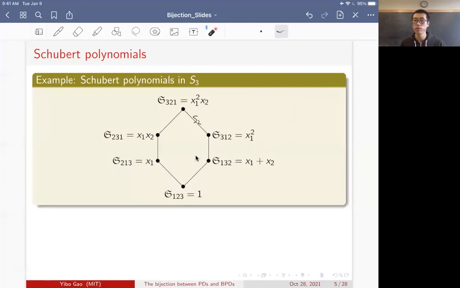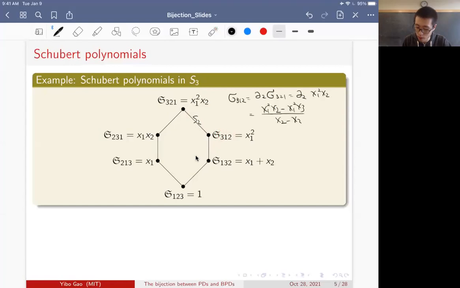So here's an example of the Schubert polynomials in the symmetric group S_3. We start with the Schubert polynomial at 3 2 1 to be x_1^2 x_2. If we multiply 3 2 1 by s_2 on the right, then we get the permutation 3 1 2. If we do this calculation, the Schubert polynomial at 3 1 2 should be ∂_2 applied to the Schubert polynomial at 3 2 1, which is ∂_2 applied to x_1^2 x_2, which is x_1^2 x_2 minus s_2 of this, which is x_1^2 x_3, over x_2 minus x_3, equals x_1^2, as you can see here. Although x_3 doesn't appear anywhere here, it still exists as a variable and can be used for this calculation.